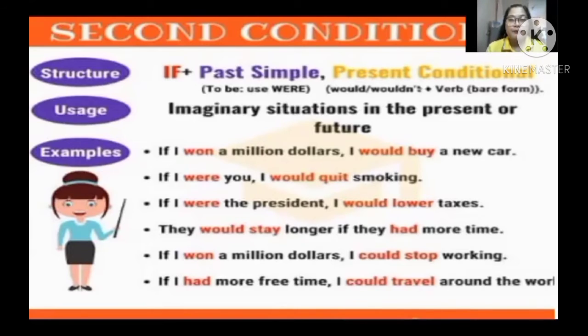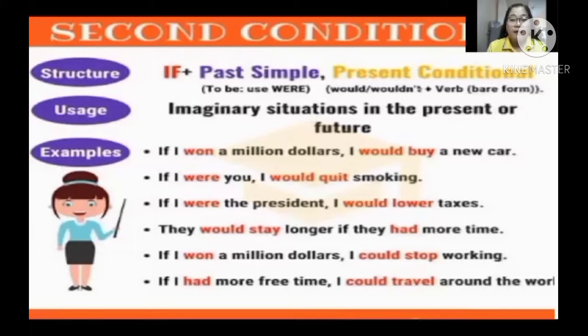For example, if I won $1 million, I would buy a new car. So in this example, one is the verb in the simple past plus the use of would buy. If I were you, I would quit smoking. The verb used is simple past were, then the use of would quit. If I were the president, I would lower the taxes. They would stay longer if they had more time.